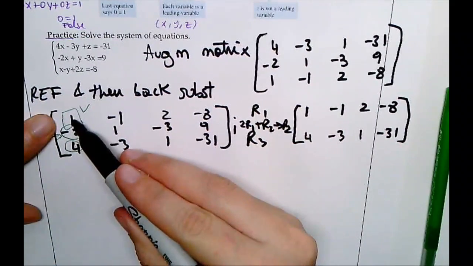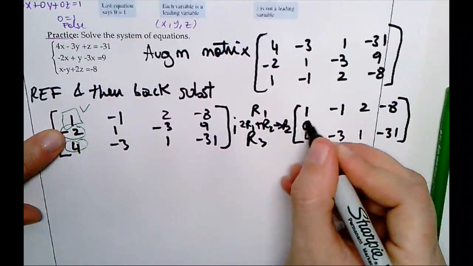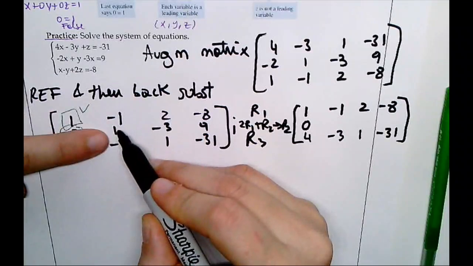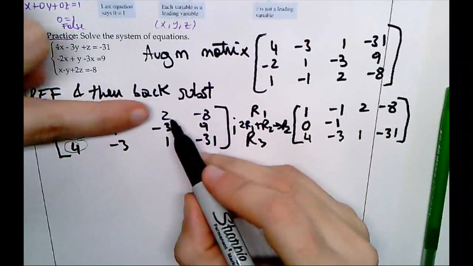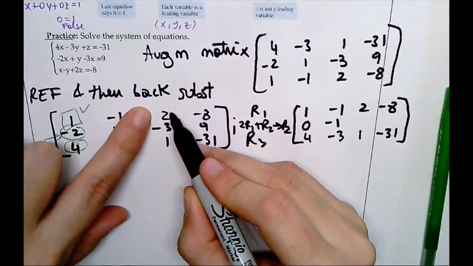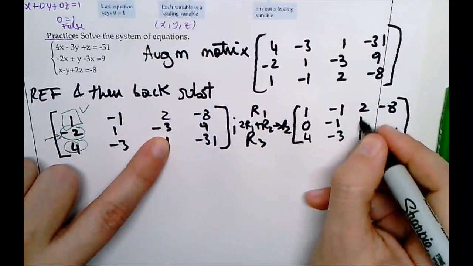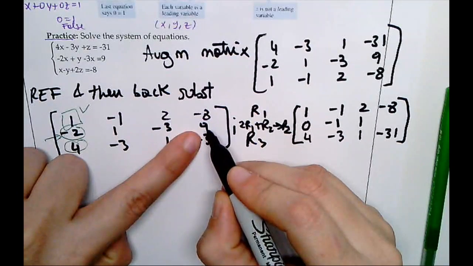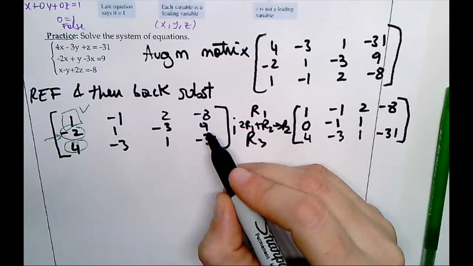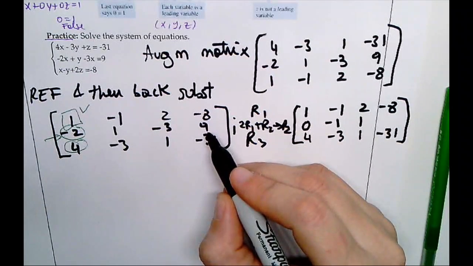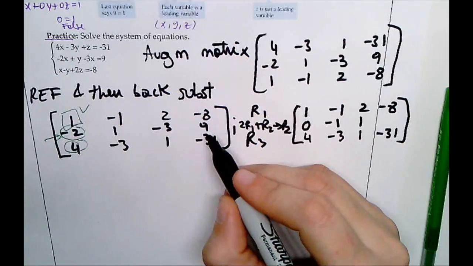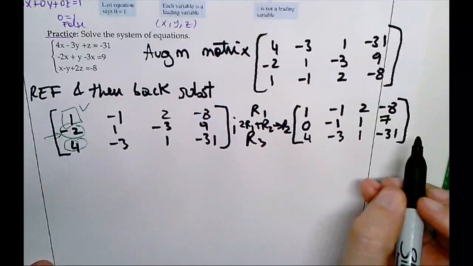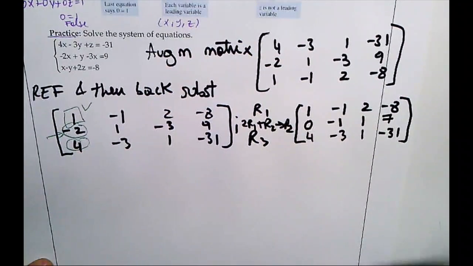So 2 times 1 is 2 minus 2, that's a 0. 2 times -1 is -2 plus 1, that's a -1. 2 times 2 is 4 plus -3, that's a 1. 2 times -8 is -16 plus 9, that is, oh my gosh, -7. Okay, I had a brain slip. So now we made this a 0.